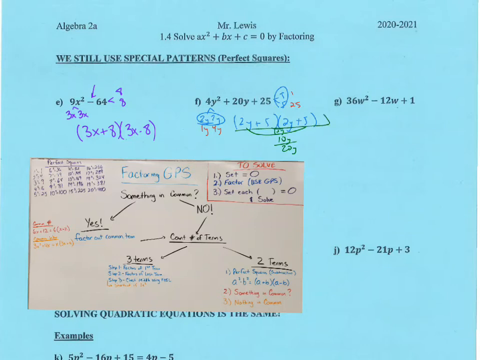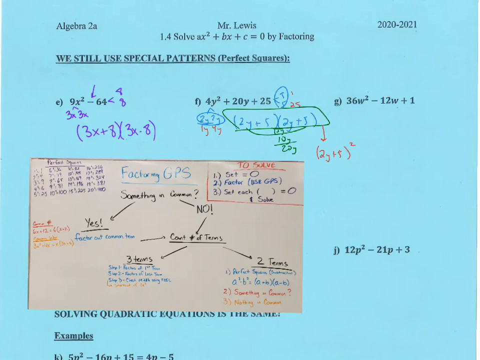So that's my answer right here. 2y plus 5, 2y plus 5. Now, a lot of times you'll see somebody write that as 2y plus 5 squared. Not always, but a lot of times you will.